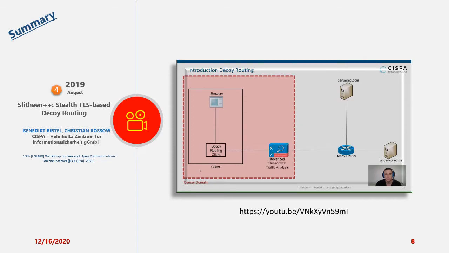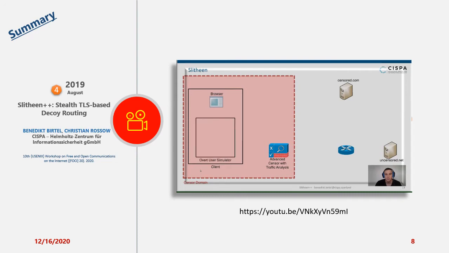However, if the censor uses advanced traffic analysis that uses traffic characteristics to fingerprint web contents, the censor detects that the current fingerprint does not match the ones of uncensored.net and blocks the communication. To avoid this detection, Slitheen introduced a new idea that is based on decoy routing.